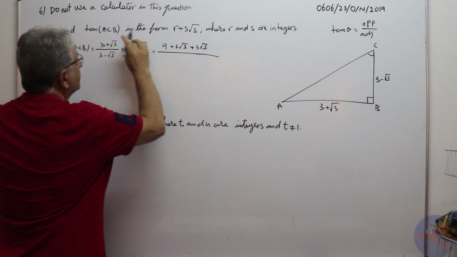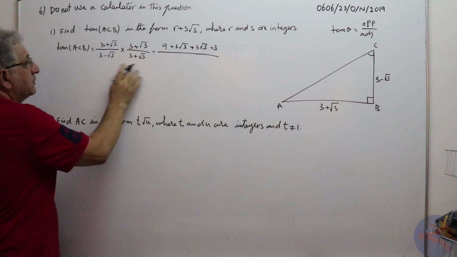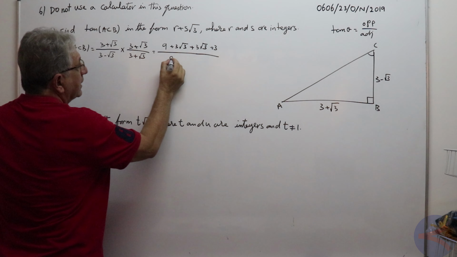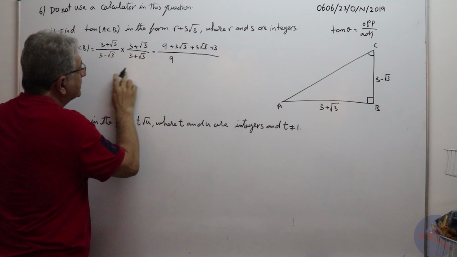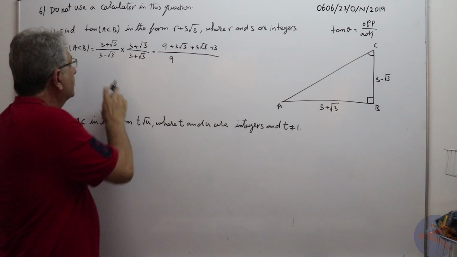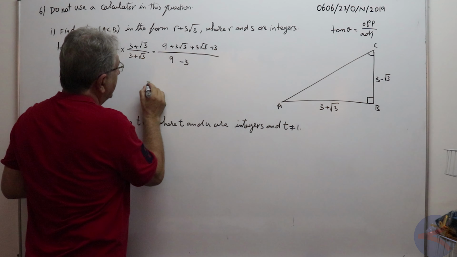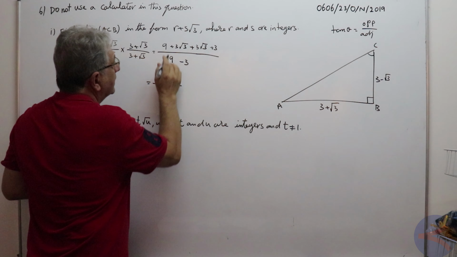And I'm going to get this times this, which is 3. Now, if I multiply, this will be 9. We know that this times this and this times this cancel each other. Therefore, I'm going to get minus 3. Therefore, the answer here is 6.